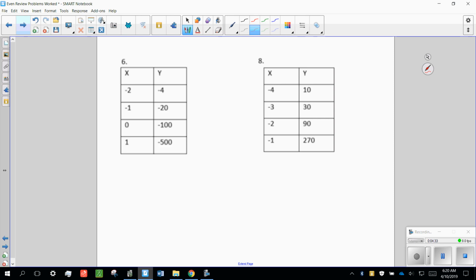Numbers 7 and 8. We're just supposed to write the function rule, and we give you the knowledge that they're all exponential. So that means we're writing a function in the form y equals a times b to the x power. And a is our starting amount, whatever y equals when x is 0. So for this one, we know we're going to start with negative 100 times some number to the x power. And what is that number? Put it in parentheses here.